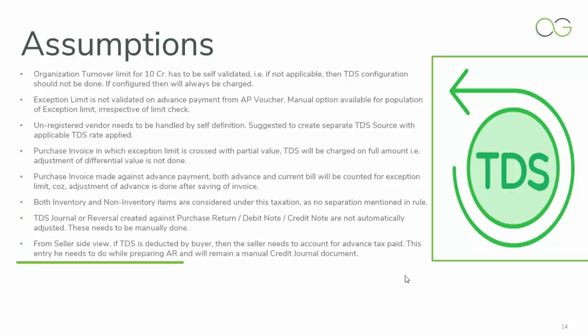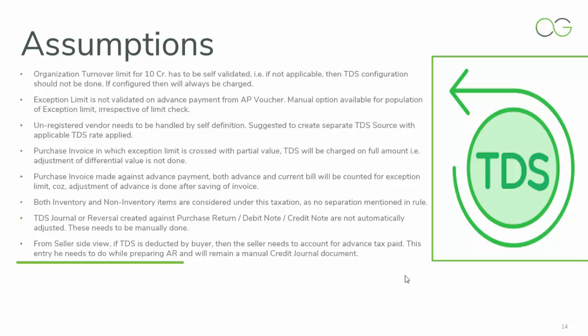Now consider a purchase invoice in which the exception limit is crossed partially. Say a purchase invoice worth rupees 49 lakhs has already been made, and now we are going to create an invoice of 2 lakhs, which will exceed the exception limit of 50 lakhs by rupees 1 lakh only. In this case, TDS will be charged on the full amount, that is on 2 lakh. The differential adjustment value cannot be done here. So if that is required, a separate purchase invoice for the differential value has to be made.